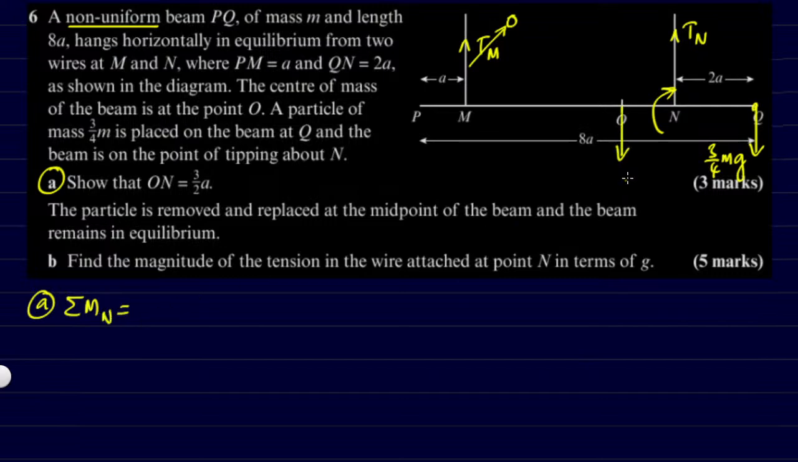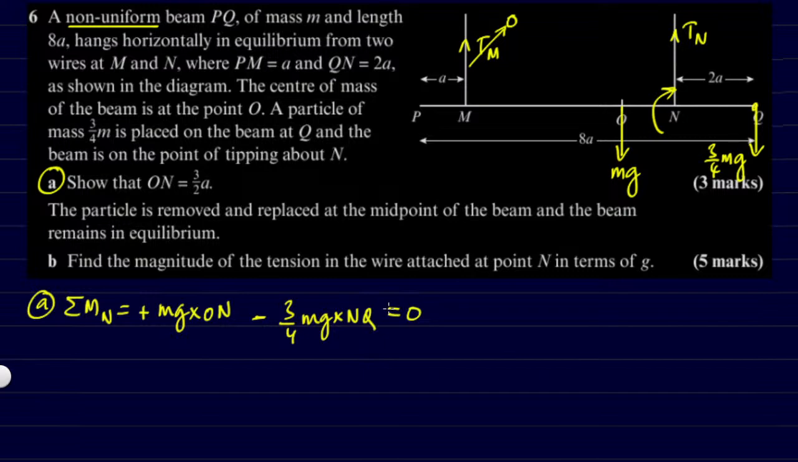Here the downward force, the weight of the beam, is how much? Mass is m, so m into g will be the weight. So mg, distance is ON, correct? And this one is moving anti-clockwise, so plus. Then 3/4 mg is the weight. For this one, the distance we have to take now is NQ. NQ is the distance, and this is moving in the clockwise direction, so minus.